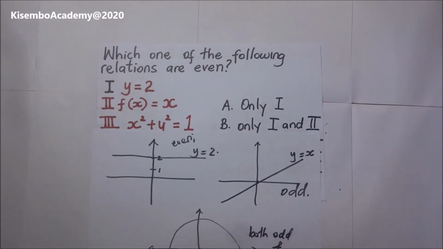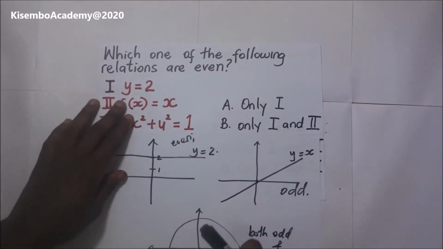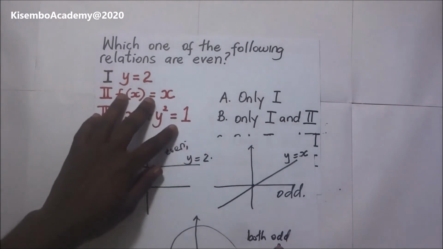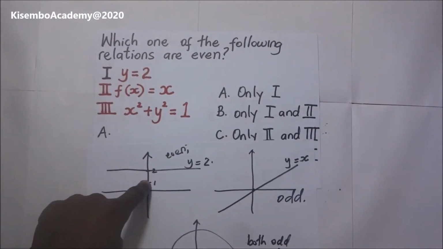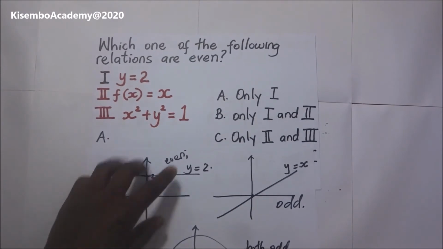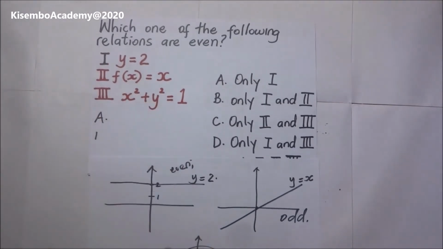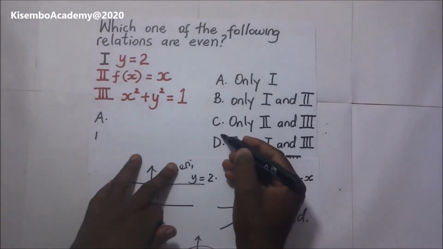So getting back to the question, they're asking which of the following relations are even. The ones that are even are this one and that one. So the answer there is 1 and 3. Our answer there is D.